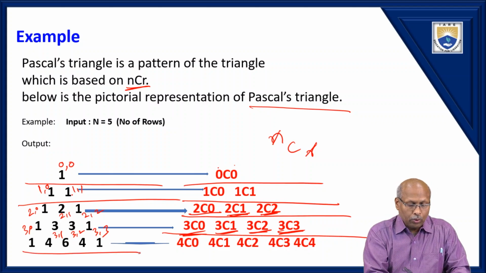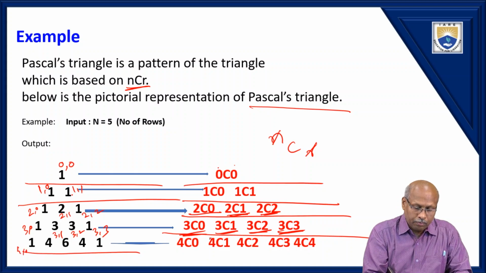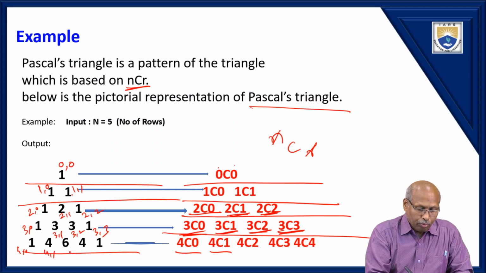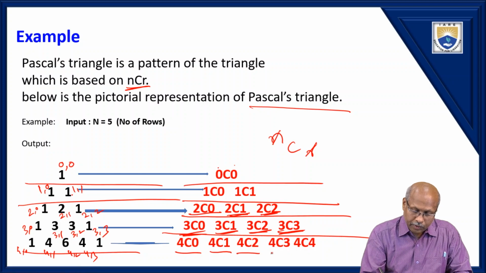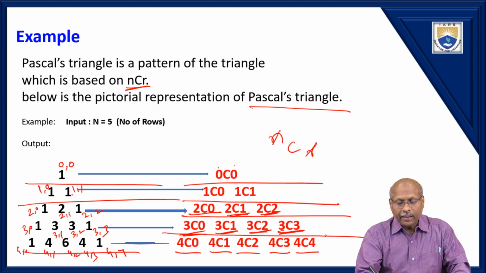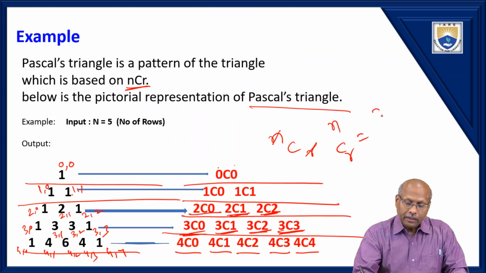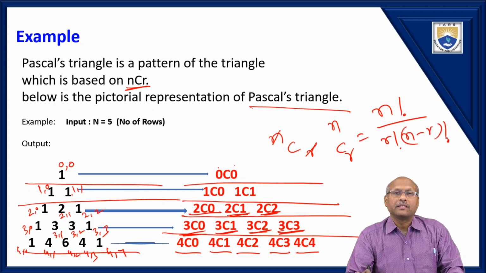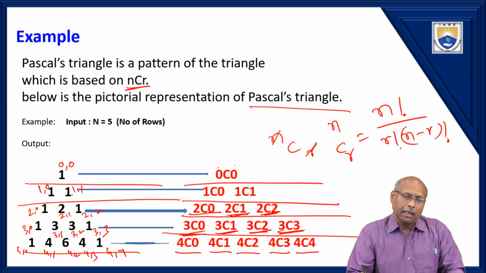Now when you come to fourth row, 0th column, 4th row, 1st column, 4th row, 2nd column, 4th row, 3rd column, 4th row, 4th column. So by calculating NCR, you can evaluate. That means NCR is what? NCR is nothing but n factorial divided by r factorial into n minus r factorial. So this is the way you can evaluate.